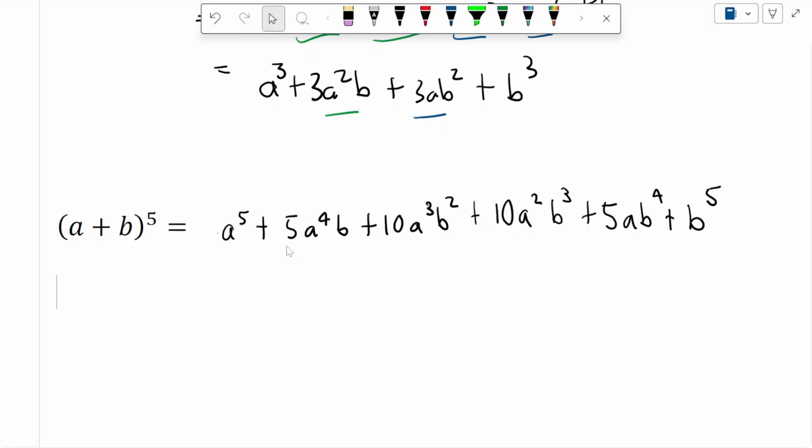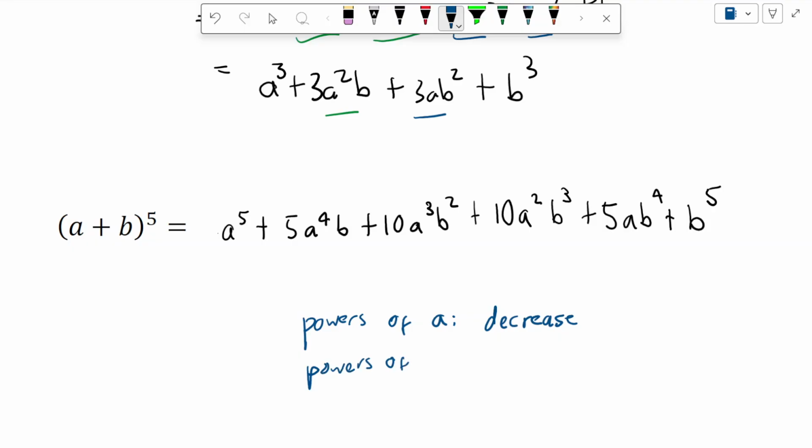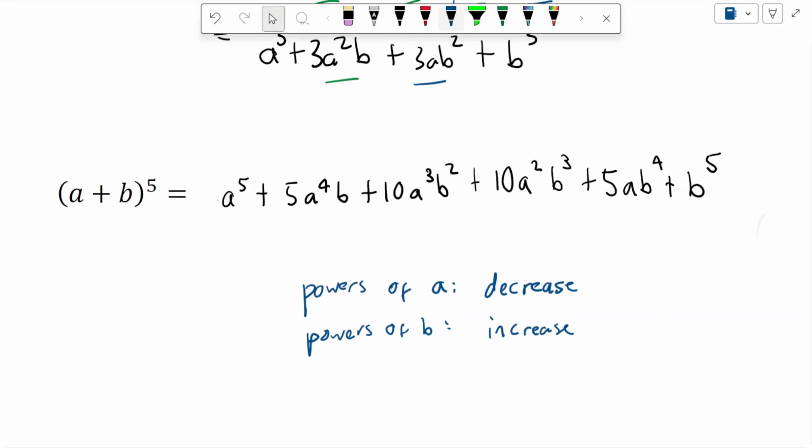Okay, now that you've paused the video and had a good think about it, I'll tell you what's happening. The powers of A decrease. I'm hoping that pattern's not too bad. 5, 4, 3, 2, 1, and gone on the powers of A. The powers of B increase. Who would have thought? So nothing, 1, 2, 3, 4, 5. Oh my goodness, they're increasing.